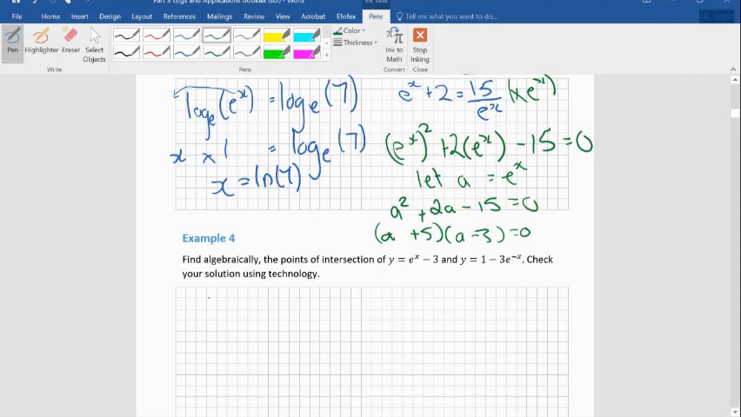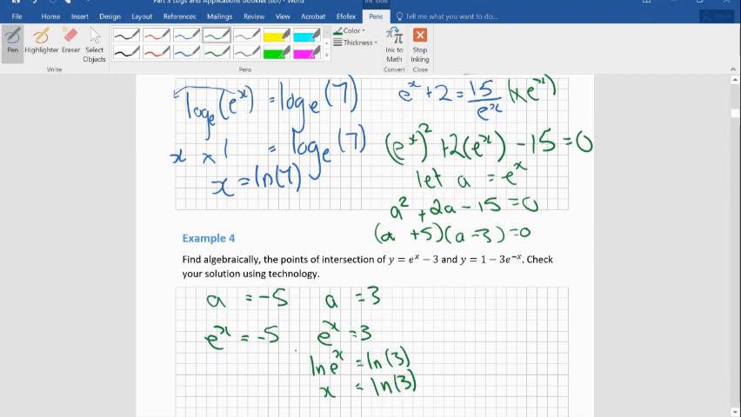So to work out the rest of that question, you'll get either a is equal to minus 5 or a is equal to 3. Now we'll just replace the e to the x where a is. Now this e to the x equals 3 is very similar to the other one. If we just take the natural log of both sides, you should realize the x will go out the front, and you'll be left with ln e, so it's just 1. So it's just going to be x equals ln3.